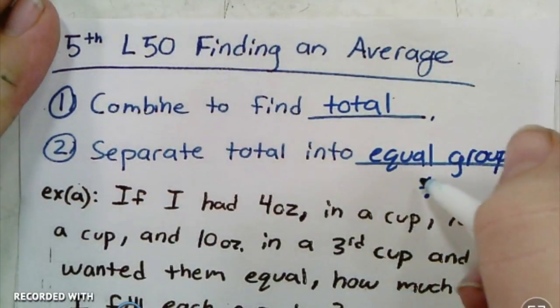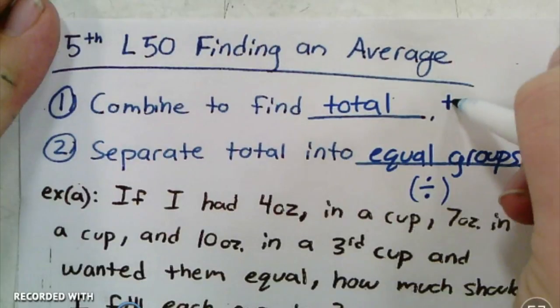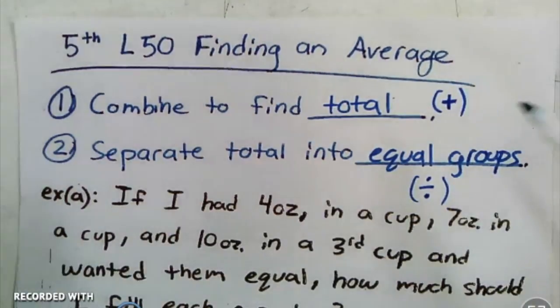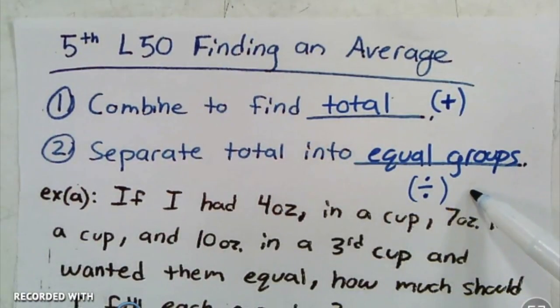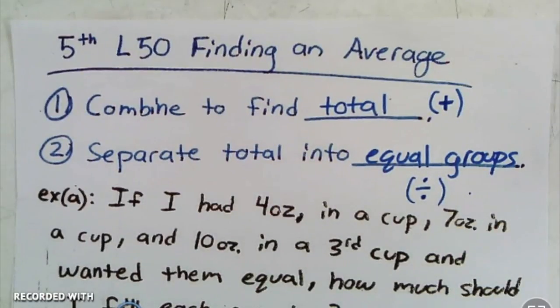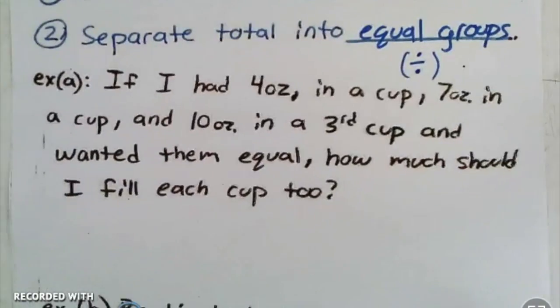I'm going to write a division sign here and an addition sign here, because first you're going to add them all up and then you're going to divide by the number of groups there are. So let's look at an example.